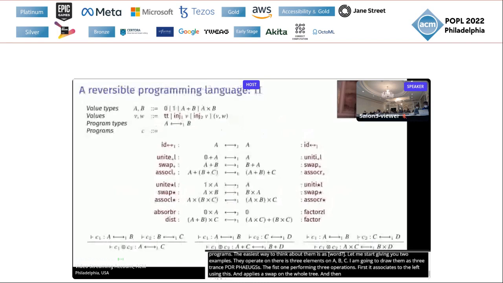So these are the primitive combinators, and we can write programs using them by combining them. So there are 3 kinds of composition. For example, at the bottom, you can see that you can compose 2 combinators, C1, C2, sequentially, or you can combine them in parallel using both the plus and the times types.